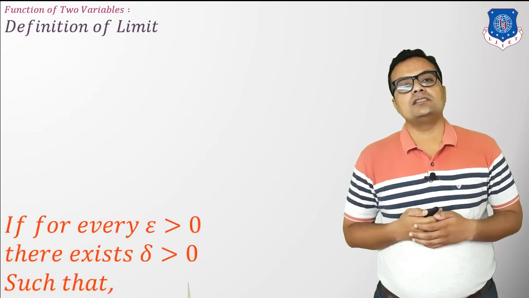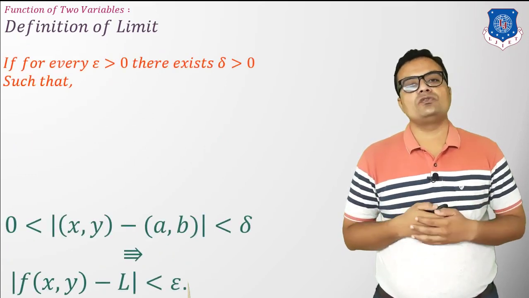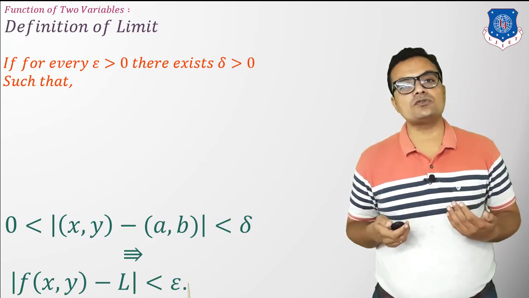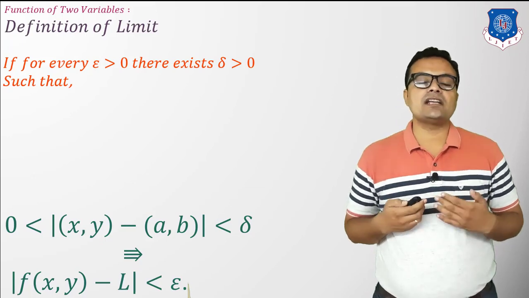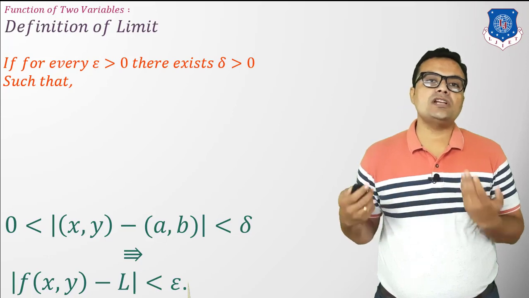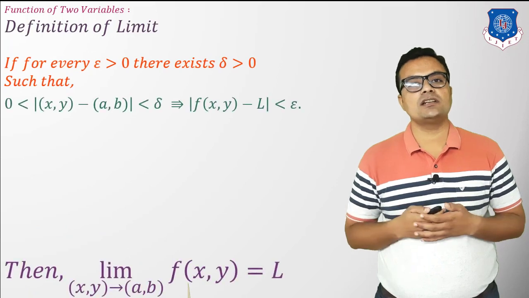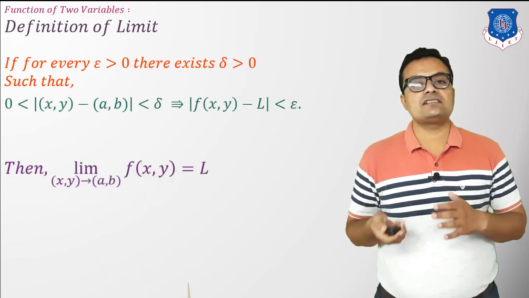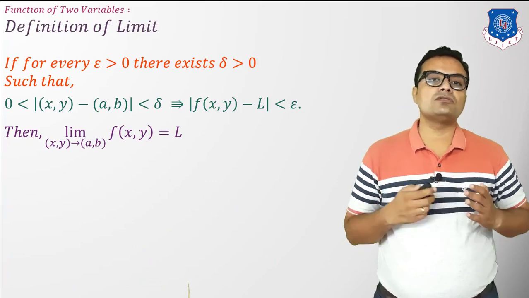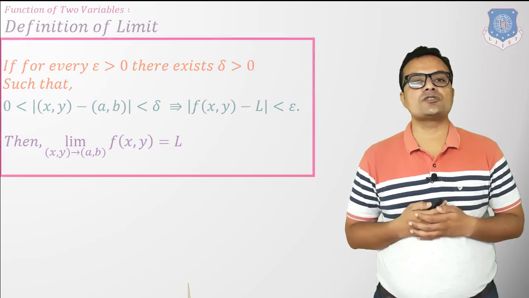So now, what is the definition of limit? From this we can construct the definition of limit like this: if for every epsilon greater than 0 there exists delta greater than 0 such that whenever we take points from the deleted delta neighborhood of the point (a,b), then the corresponding points are transformed into the epsilon neighborhood of the function at the point. In such a case we can say that the limit of the function f(x,y) is equal to L whenever (x,y) is approaching the point (a,b). This is the definition of limit for a function of two variables.